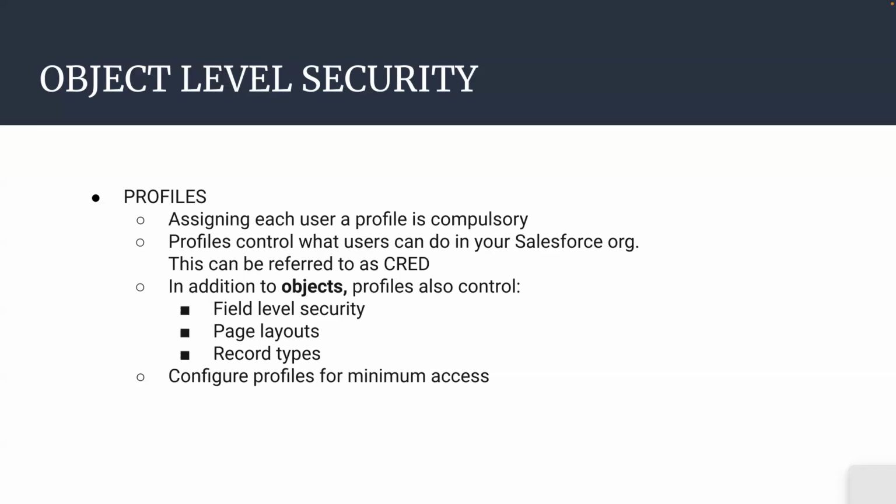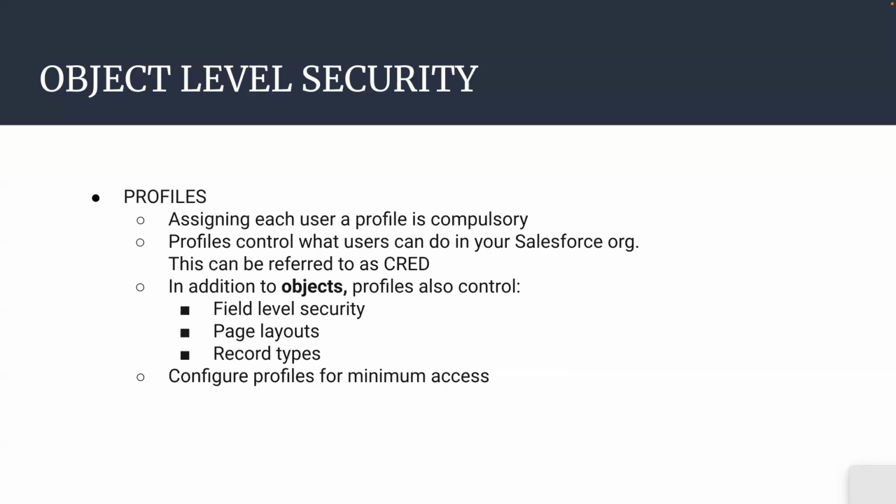In a similar way, you can have different page layouts for people who need different things. Of course, there shouldn't be a lot of page layouts, but as many as are required. And record types also define, for example, if you have a pick list value, a lot of times a pick list can have a lot of values, but not all of them are relevant to everyone.